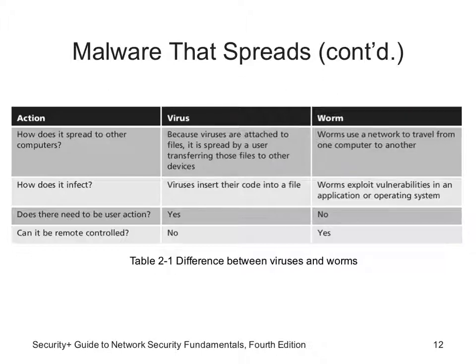How does it infect? Viruses insert their code into a file with code injection. Worms exploit vulnerabilities in the operating system or application. Does there need to be user interaction on viruses? Yes, most likely. Not all the time, but 99.9% of the time. And then worms? No, it does not. Can it be remote controlled? A virus? Most likely no. Worms? Definitely can be remote controlled.